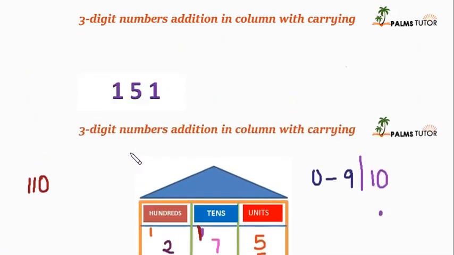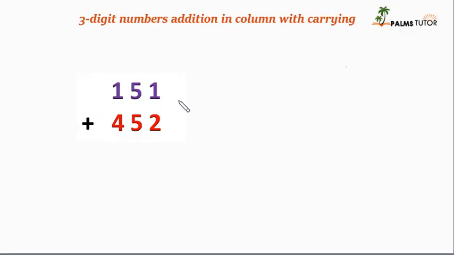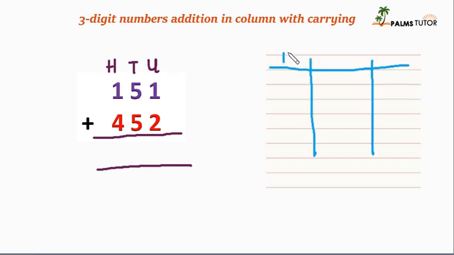Let's see another example so that you can understand better. 151 plus 452. First we do what? We label hundreds, tens and units. So we begin to add under each column: hundreds, tens and units. Under the units place, we have 1 plus 2. We count together: 1, 2, 3. 3 units. 1 plus 2 gives us 3.